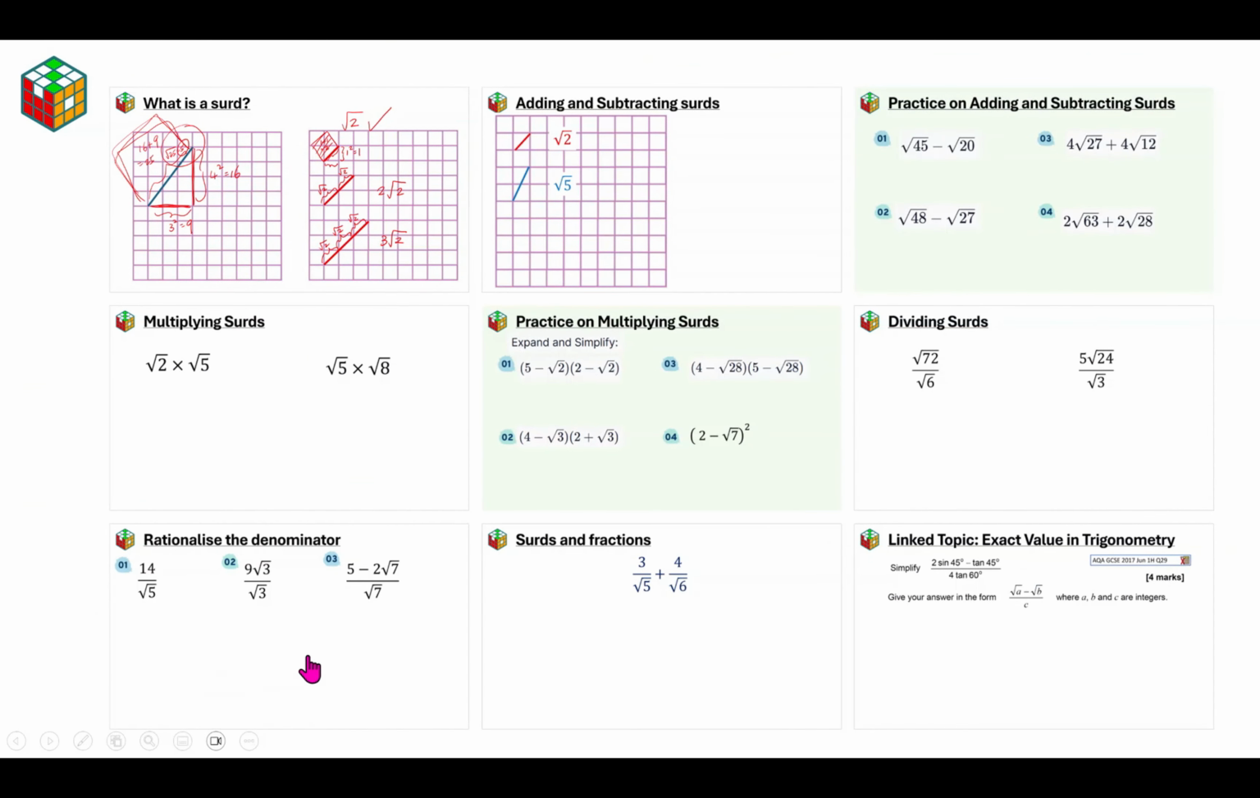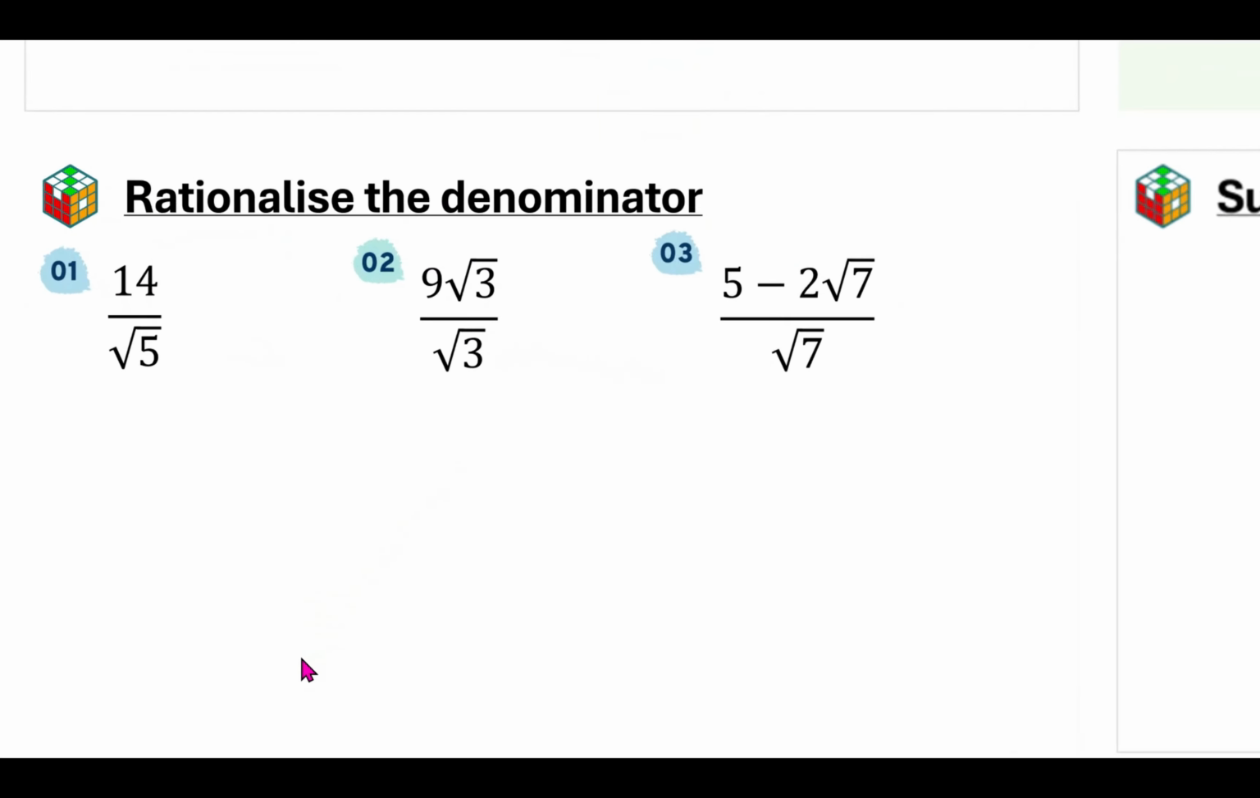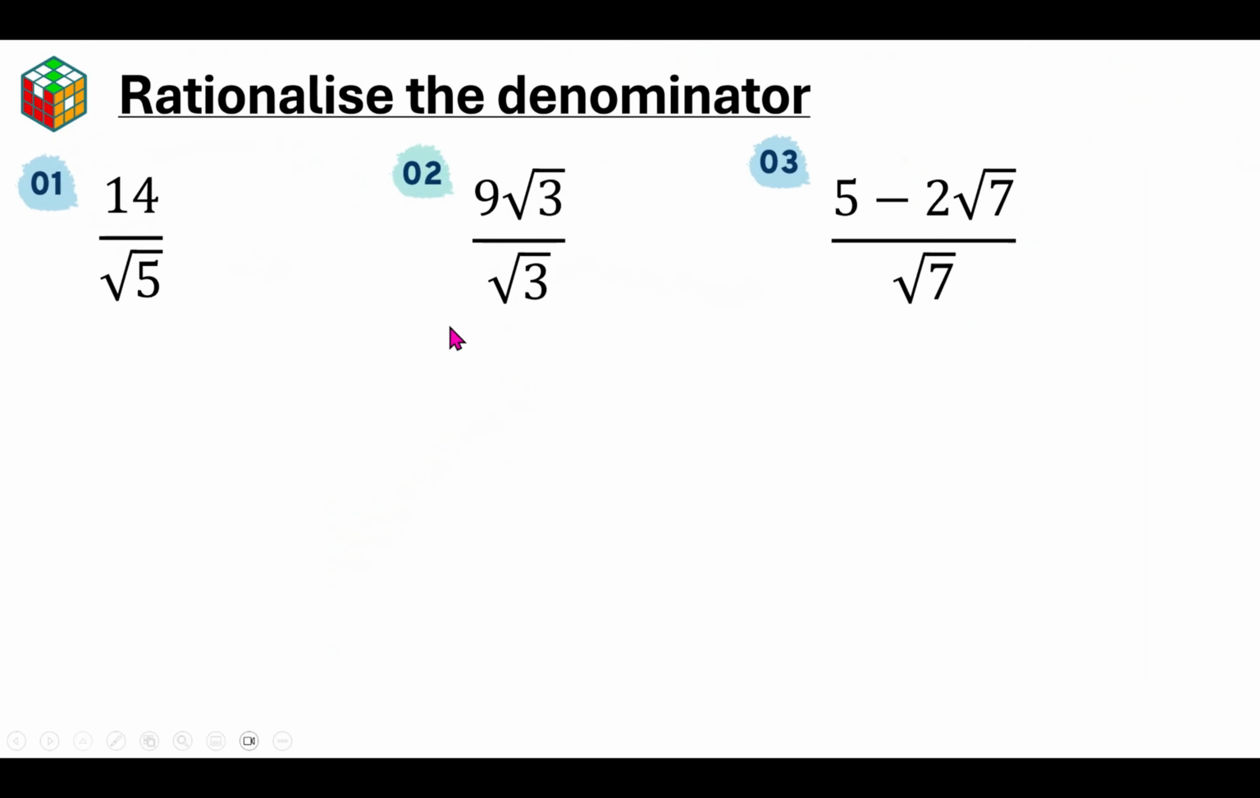That will bring me to rationalize the denominator. These 3 look like 3 levels, but it is the same thing, and you will use the skill that we've learned before. Rationalize the denominator means I do not want the denominator to have any square root. To get rid of a square root of 5, I want to square root the 5. That means that root 5 times root 5 will give me an integer of 5, then I have rationalized the denominator.